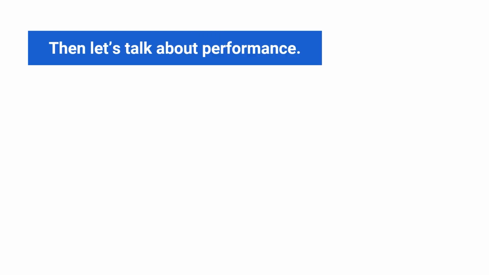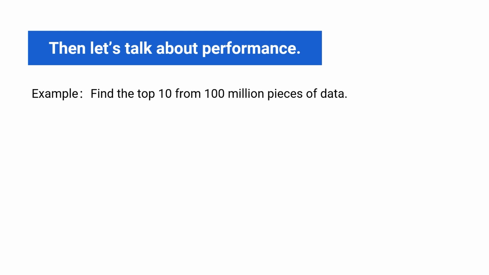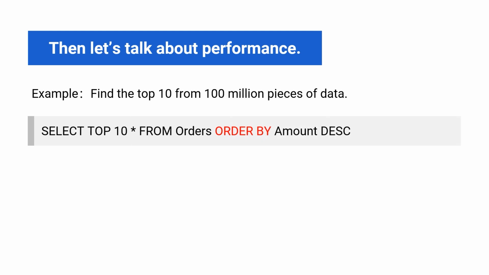Next, we will talk about performance. Performance is an inevitable topic in data processing, and we naturally need to discuss it as well. Still using an example, find the top 10 from 100 million pieces of data. Writing SQL is not complicated, but it has the word order by, which means that all data needs to be sorted, and then the top 10 are extracted. Big data sorting is very slow, involving multiple traversals and data exchanges between inside and outside memory. If executed literally, the efficiency will be very low.